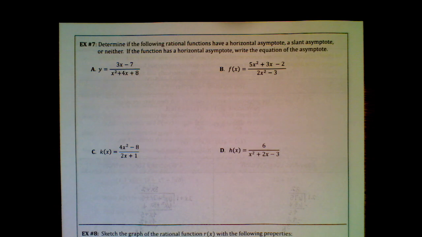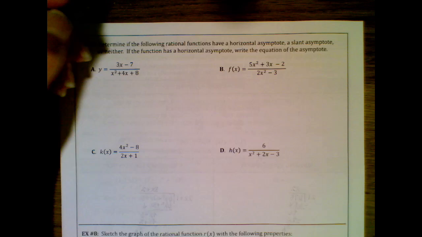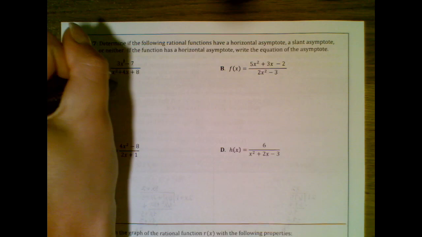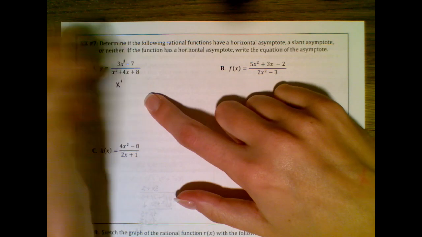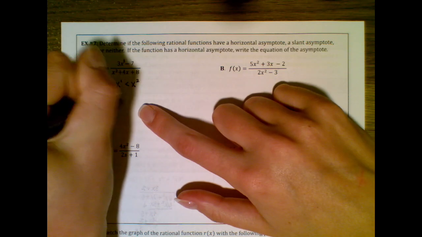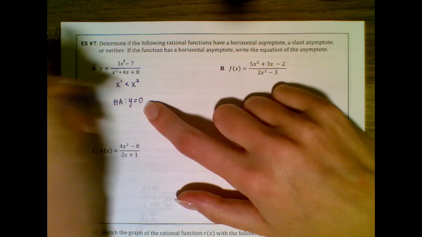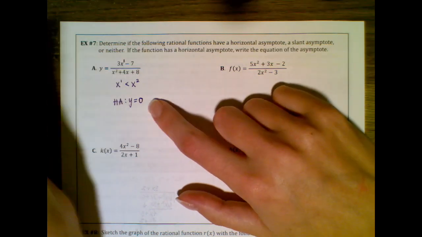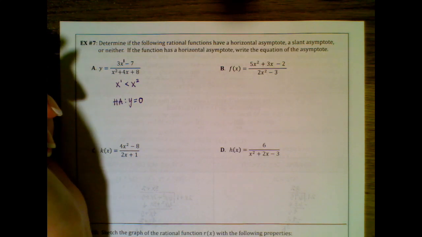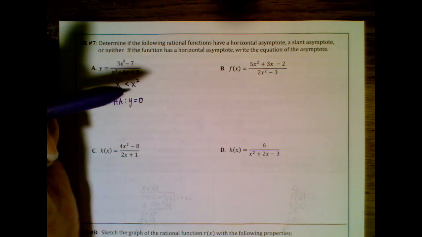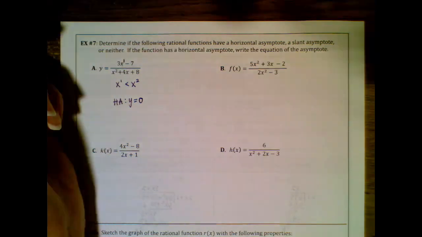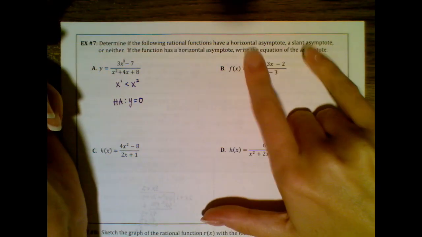So looking at example 1 right here, the degree of the numerator is 1, the degree of this denominator is 2. So when I do x to the first, that is less than x to the second, which means I have a horizontal asymptote at y equals 0. That's the case every time the degree of the denominator is greater than the degree of the numerator. The horizontal asymptote's at y equals 0. So that would mean I do not have a slant asymptote. It looks like we're just finding horizontal and slant.